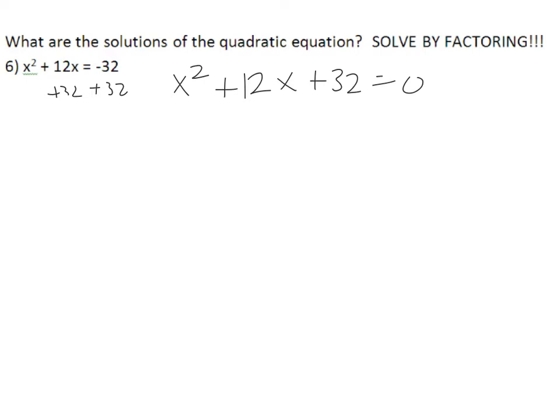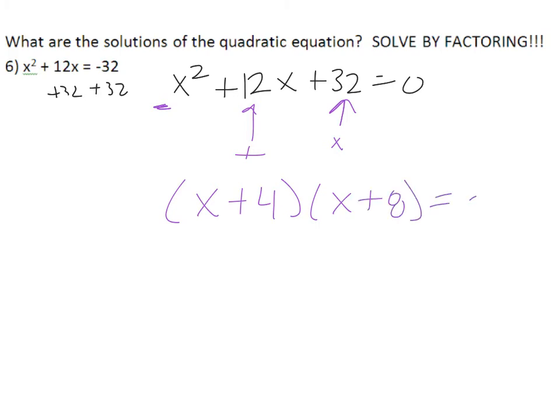And now I factor. There's no number out in front here, so I'm looking for two numbers that multiply to get 32, but would add together to get 12. If you're unsure, I would always write out all the factors of 32. But it should be x plus 4 and x plus 8. 4 times 8 multiplies to get 32 and adds to get 12.